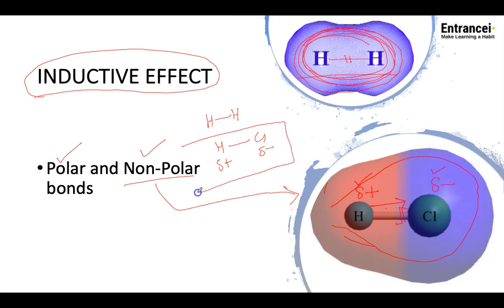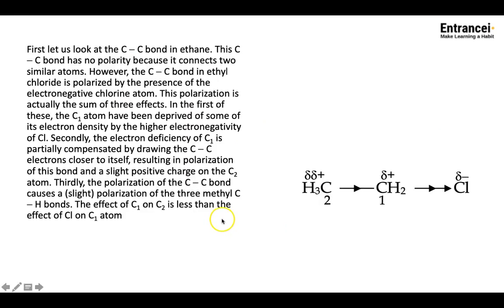Any polar molecule or polar bond which has a partial positive charge on a hydrogen atom, such polar molecules are known as polar protic molecules or polar protic solvents. If the partial positive is present on an atom other than hydrogen, like carbon or sulfur, then such molecules are known as polar aprotic molecules. Now, let's discuss what the inductive effect is all about.